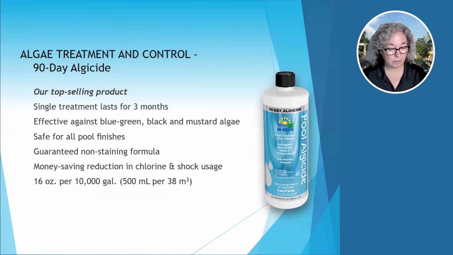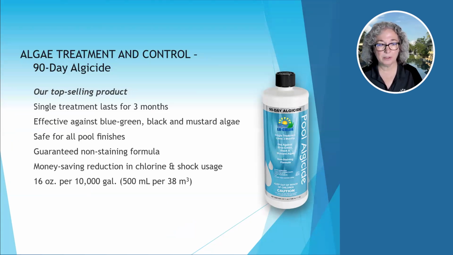We have a product here, 90-day algicide. It works for 3 months, 1 dosage. What we recommend is you kill the algae, do a phosphate treatment, depending on where you are in the situation, and then put the algicide in there. 16 ounces for 10,000 gallons or 500 milliliters for 38 square meters.